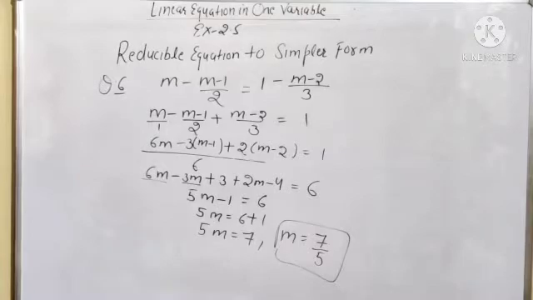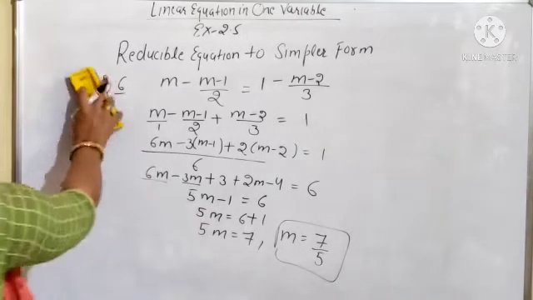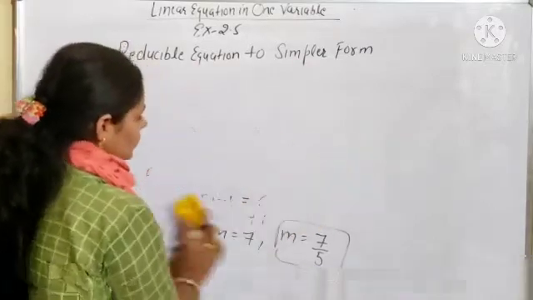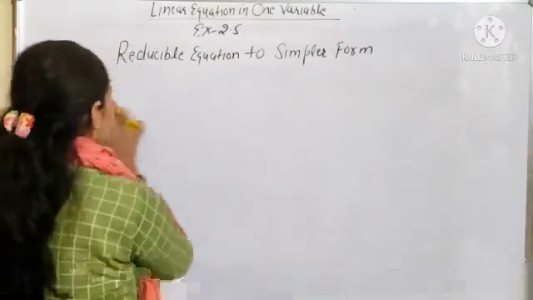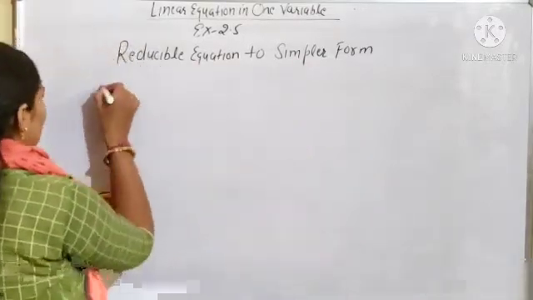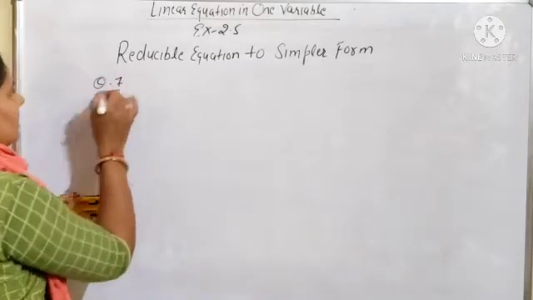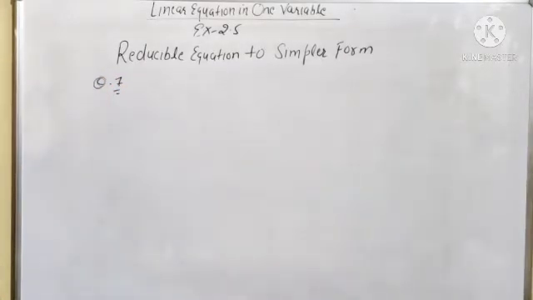Next question: simplify and solve the following linear equation. Question number 7. Simplify and solve the linear equation. 3 into (t - 3).